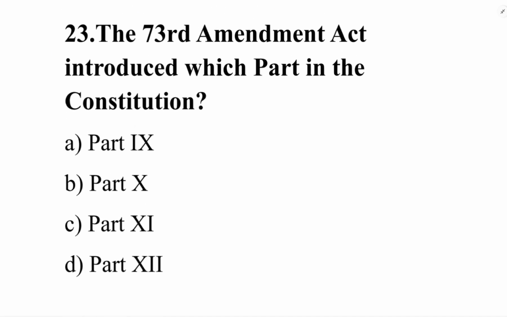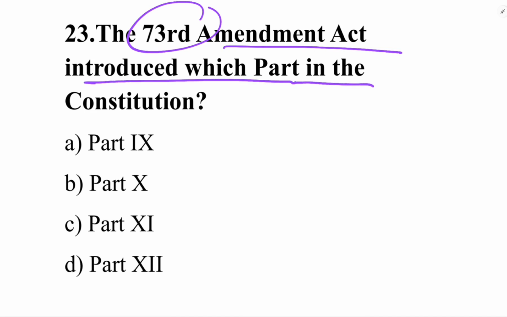Next question. The 73rd Amendment Act introduced which part in the Constitution? Option A, Part 9. Option B, Part 10. Option C, Part 11. And option D, Part 12. Option A, Part 9 is the correct answer. Part 9 has been added to the Constitution of India through the 73rd Amendment.